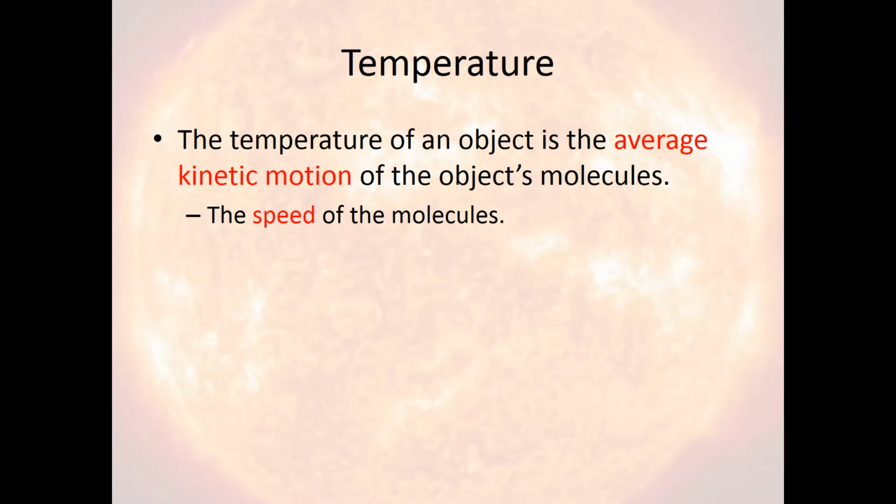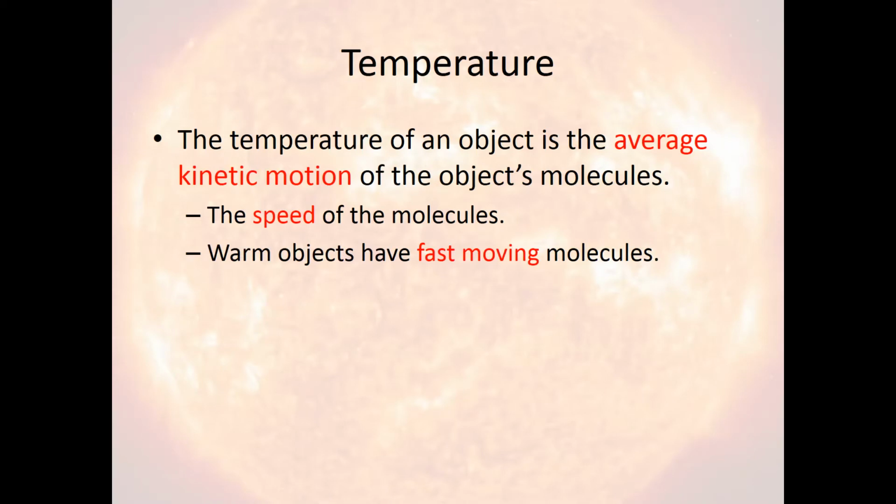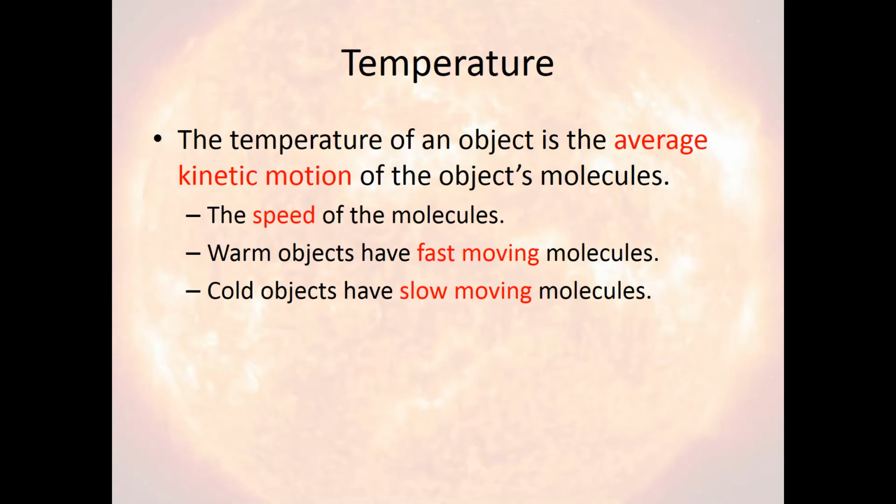Now, with that said, there's a pretty simple relationship between speed and temperature. Warm objects have fast-moving molecules. So that hot dinner that you had last night, if you had a hot dinner, or if you eat salads, but those warm objects have fast-moving molecules. On the other hand, if you get a bottle of ice-cold water from your fridge that's cold, the water molecules are very slow-moving.